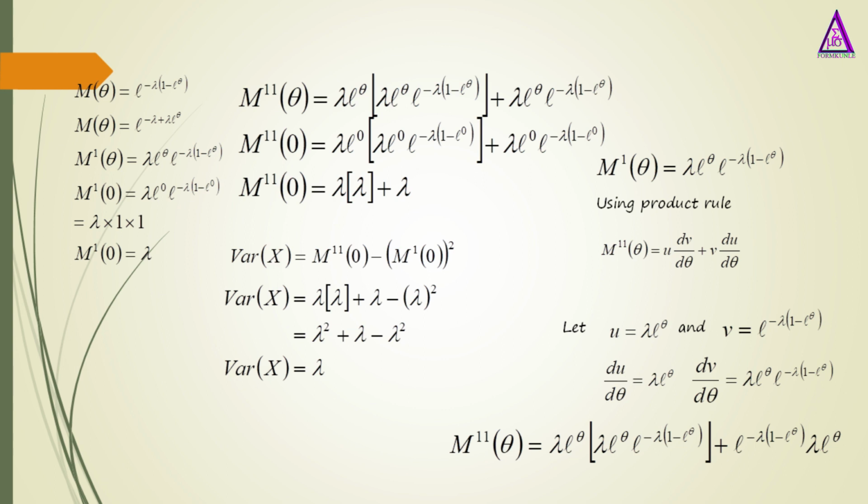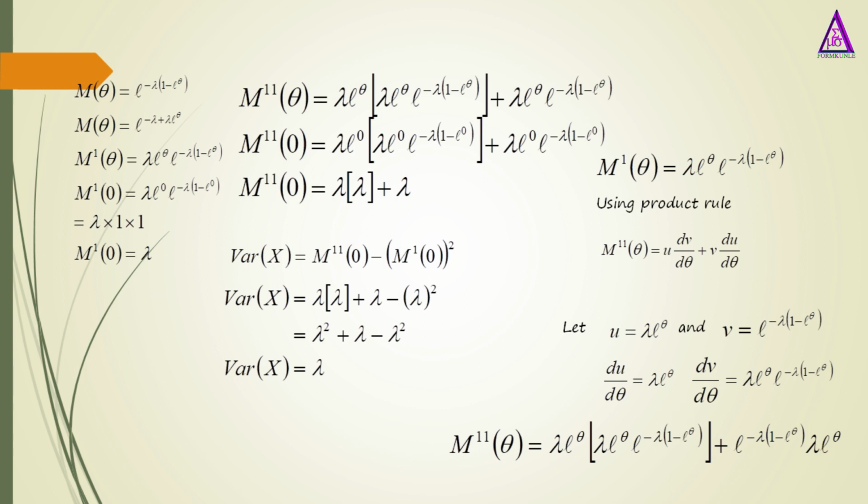And by using the product rule, we have u times dv/dθ plus v times du/dθ. Let u equal λe^θ and v equal e^(-λ(1 - e^θ)). By differentiating u, we have λe^θ.